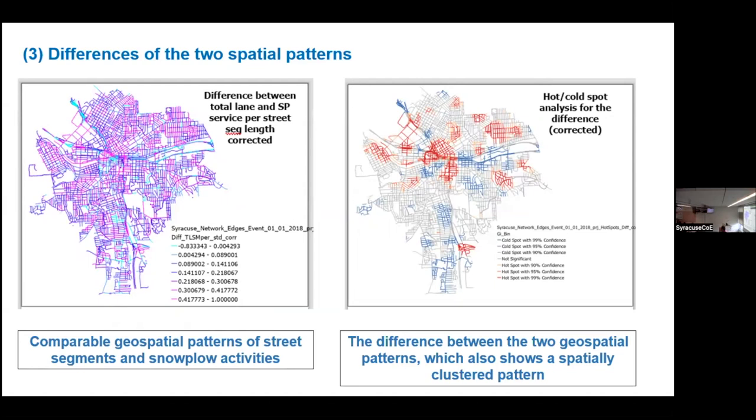Now think about that. If there is 100% no social injustice, that means wide streets would get more snowplows. So when you do the subtraction, you would get a zero. You wouldn't get value variations across the entire study area, but that's not the case. When we do the hotspot analysis, we even see a lot of hotspots, which means these areas tend to be plowed more than average. Cold spot means the opposite. So what does that mean? At this point, I would say it appears there is a certain degree of social injustice, but not much.